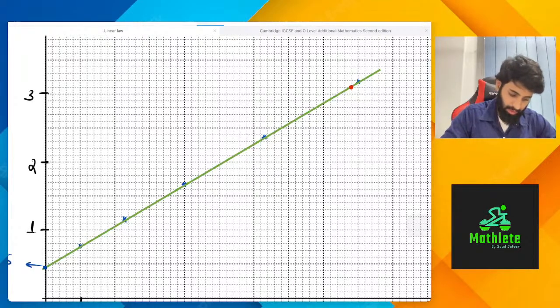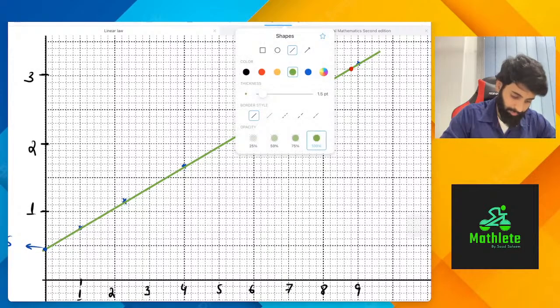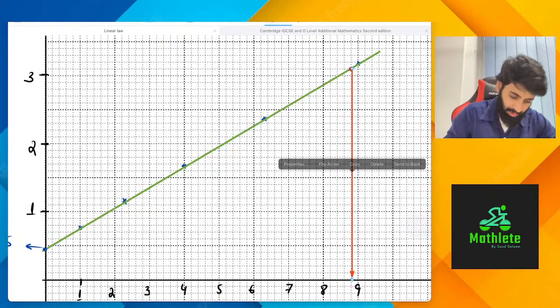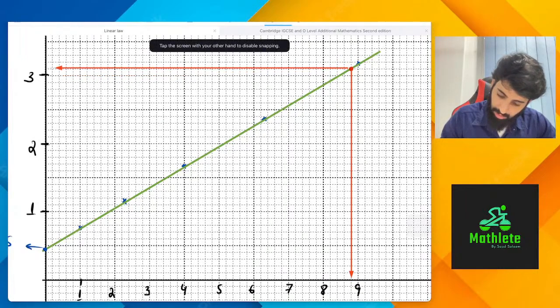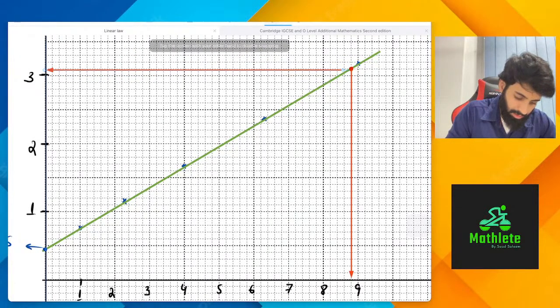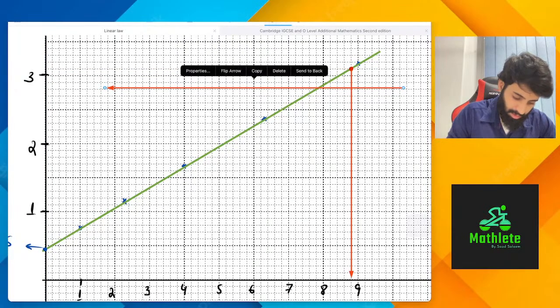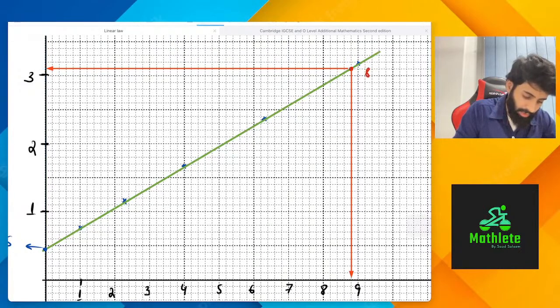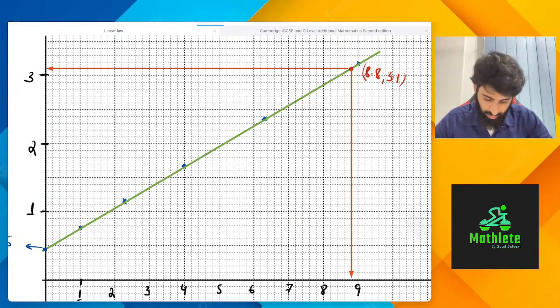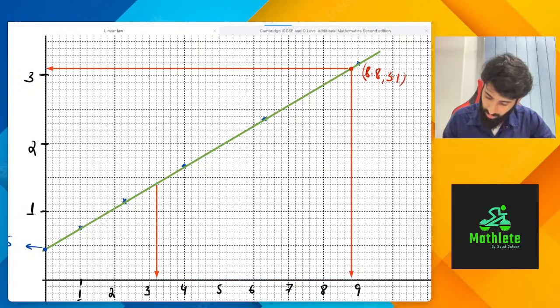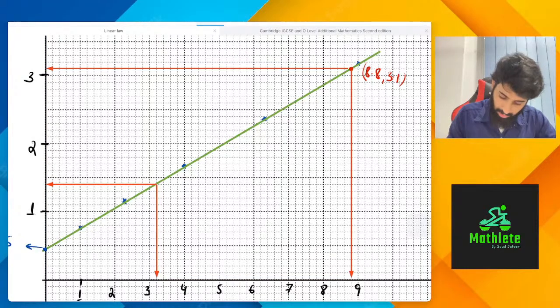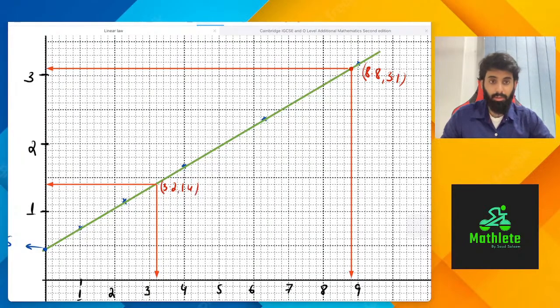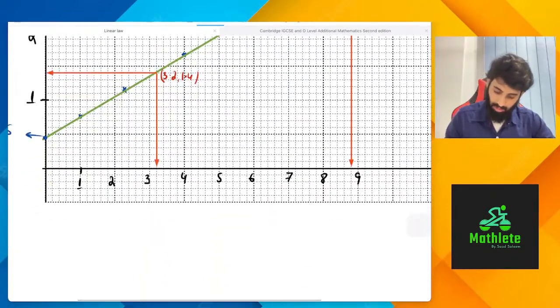So this point is basically 8.8, and its y coordinate is 3.1. So I'm going to use this 8.8 and 3.1. Let's write it down: 8.8, 3.1. And let's try and find another point that is easy to read, one passing exactly through a box so we don't have to round off. Let's use this one, 3.2 and 1.4. So we're going to use this to find the value of the gradient.